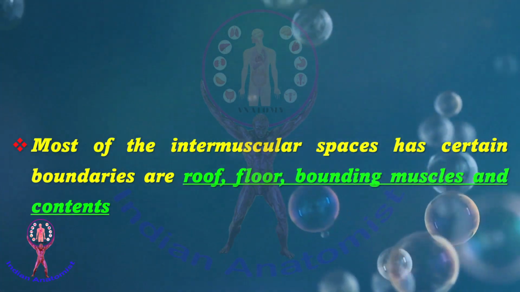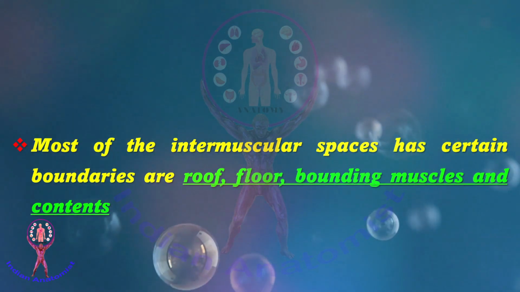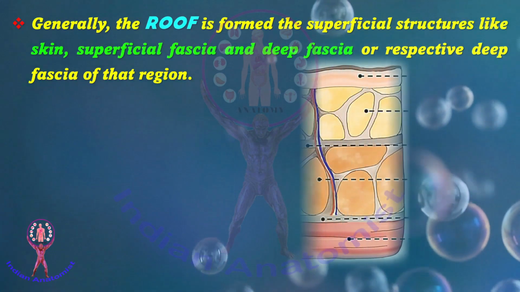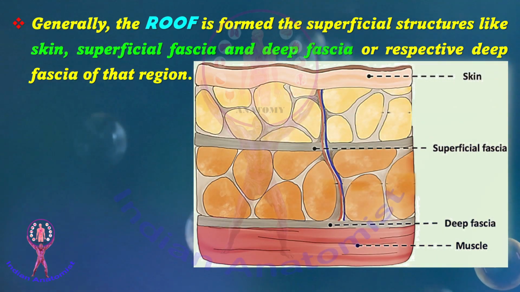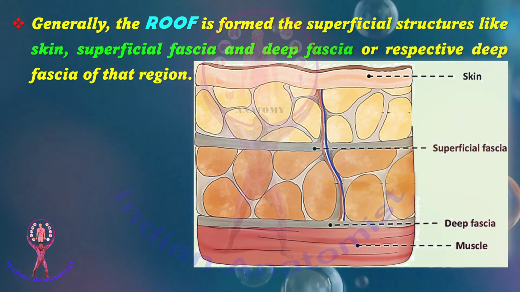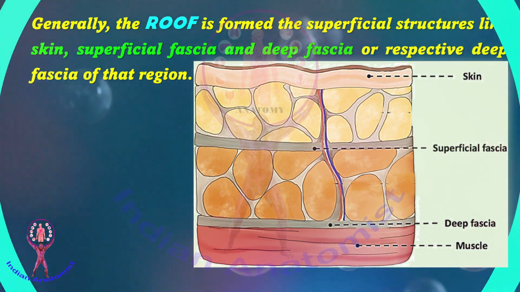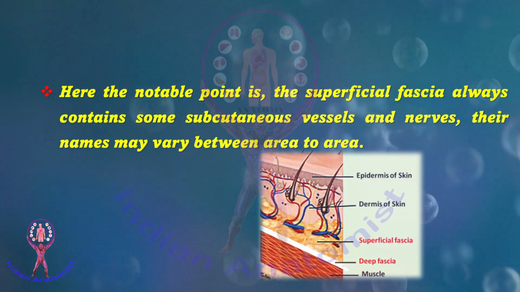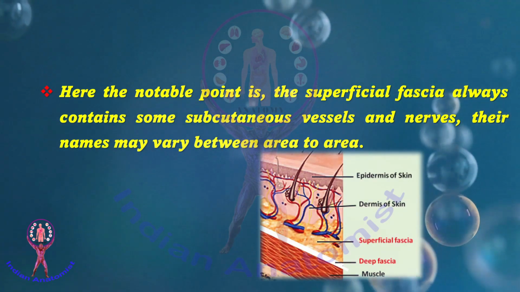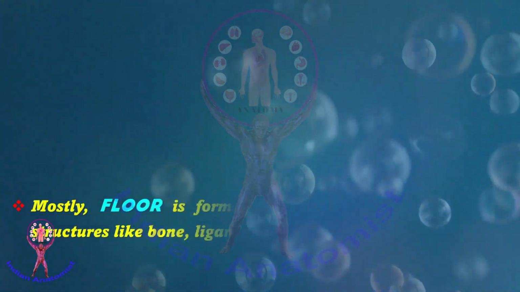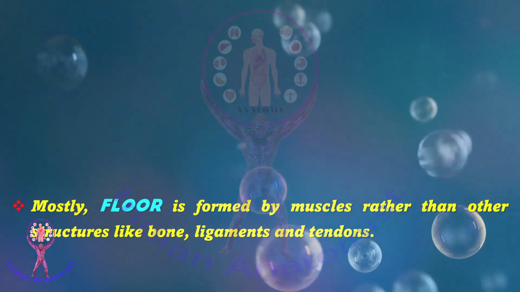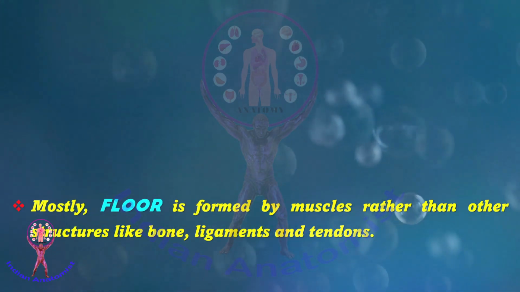Most of the intermuscular spaces have certain boundaries, that are roof, floor, bounded by the muscles and their contents. Generally, the roof is formed by the superficial structures like skin, superficial fascia and deep fascia, or the respective deep fascia of that particular region. Here are some notable points, that is, the superficial fascia always contains some subcutaneous vessels and nerves. Their names may vary from area to area. Mostly, the floor of the intermuscular spaces is formed by muscles rather than other structures like bone, ligaments, and tendons.